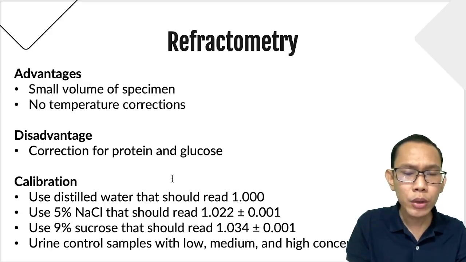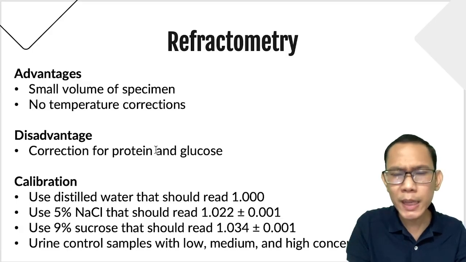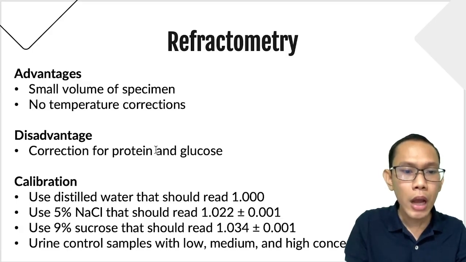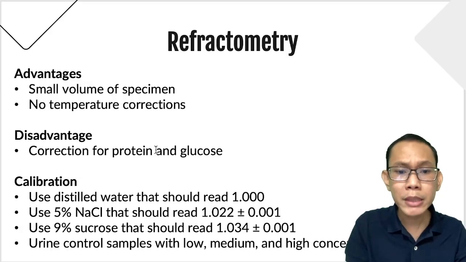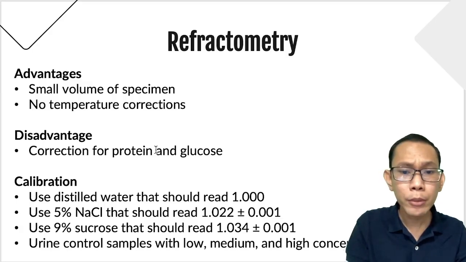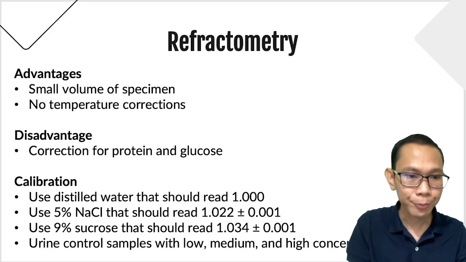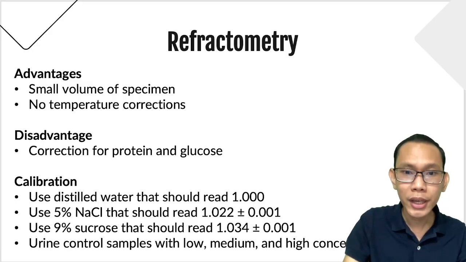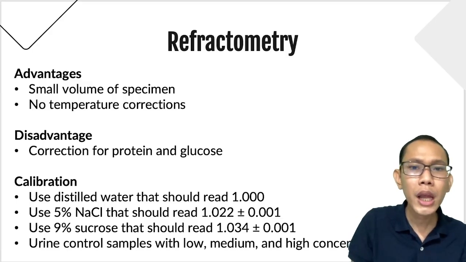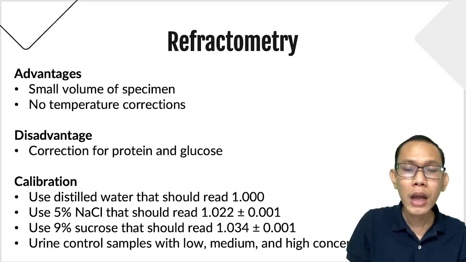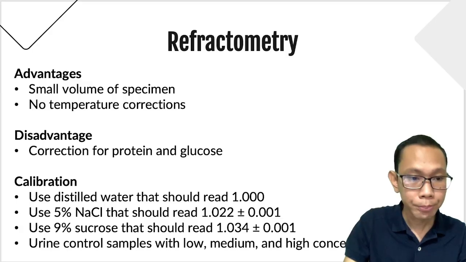So, again, in terms of correction sa ating refractometer, the same with our urinometer. Correction for glucose and protein must be calculated by calculating 0.003 for each gram of protein present and 0.004 for each gram of glucose present. So, as simple as that. That is your refractometry. So, don't worry. I will still provide a sample demo video for your refractometry.